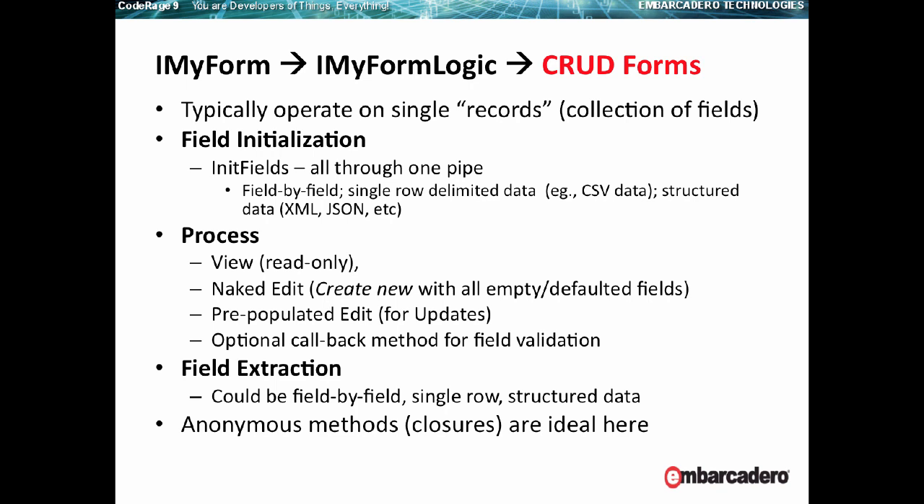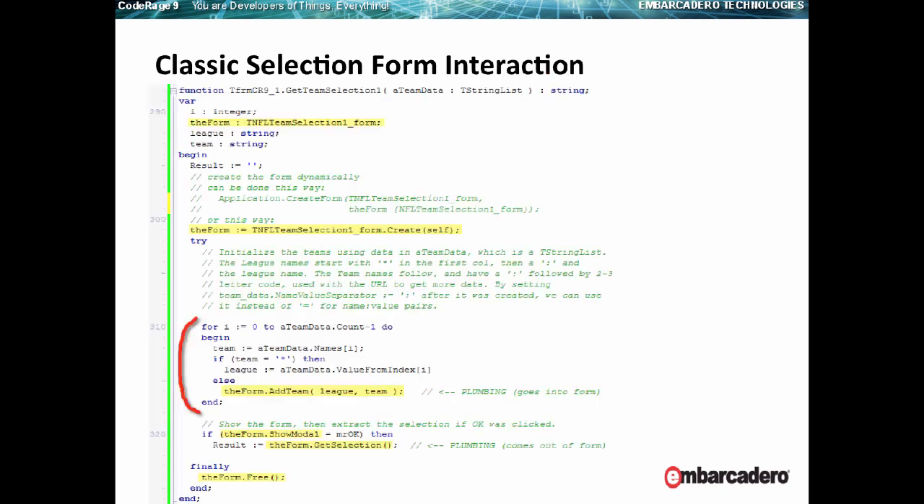On the field extraction side, well, we could pull them out field by field, single row, or structured data. It's really all up to you. And again, anonymous methods or closures are really ideal to use here.